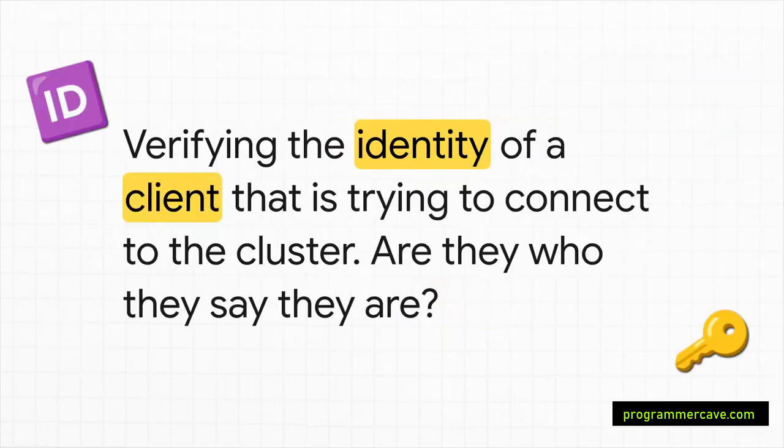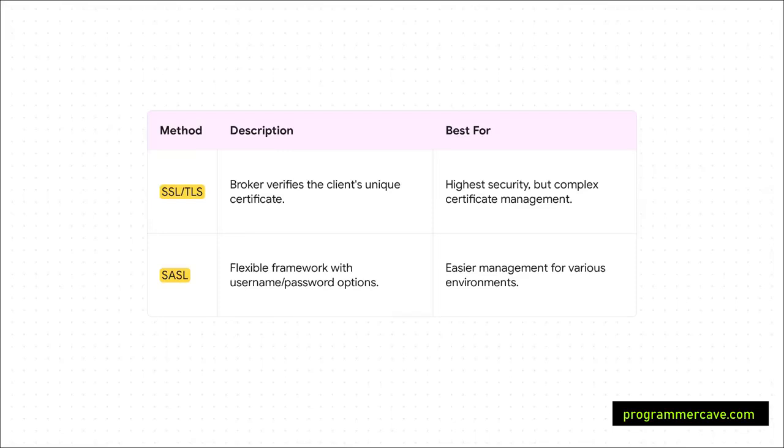So, once the connection is secure and encrypted, we need to figure out who is on the other end. That's authentication. Think of it like a bouncer at a club checking your ID. It's the process of a client proving that it is who it says it is before it's allowed to do anything else. And Kafka gives you two main ways to do this. You can use SSL/TLS client certificates, which is incredibly secure, but it can be a real headache to create and manage a unique certificate for every single one of your clients.